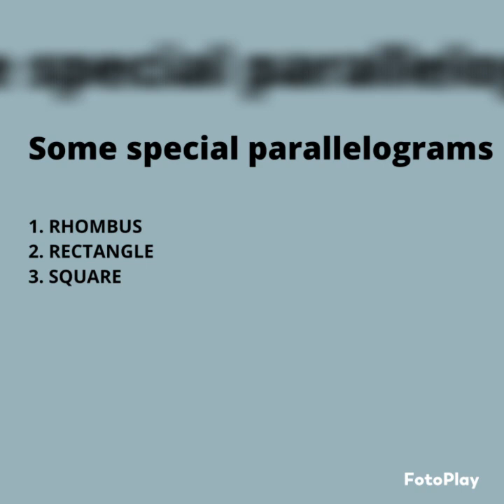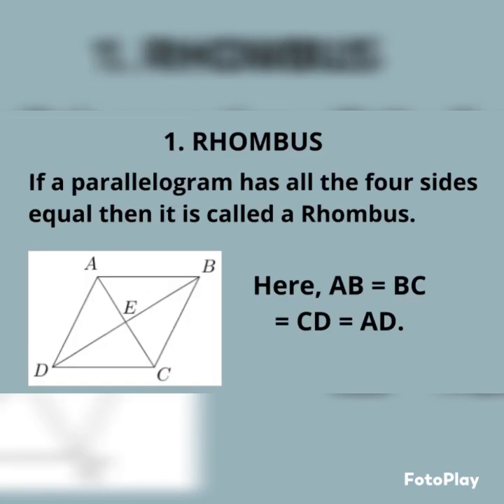Now let's see some of the special parallelograms, that is rhombus, rectangle and square. The first we are taking is rhombus. The parallelogram in which all four sides are equal. That means AB is equal to BC, BC is equal to CD, CD is equal to DA or AD. When in a parallelogram, all four sides are equal to each other, then it is a rhombus.